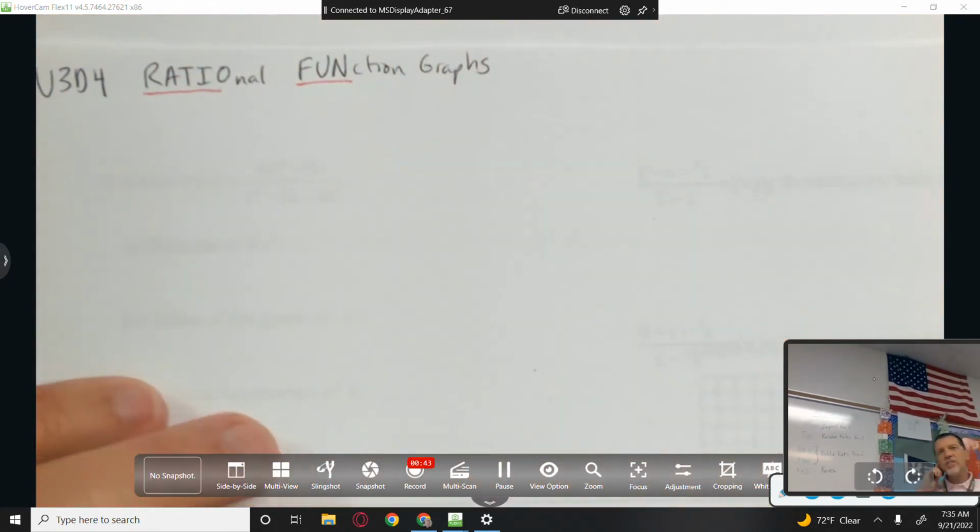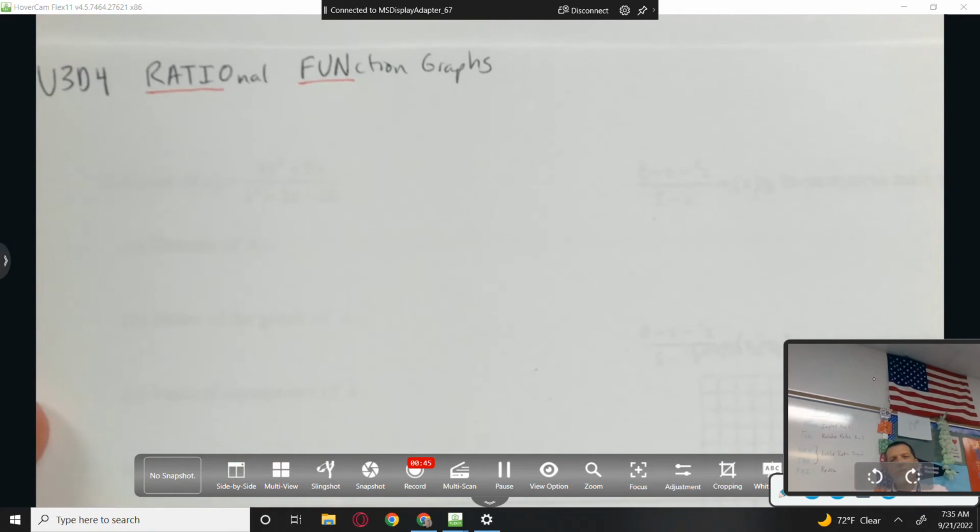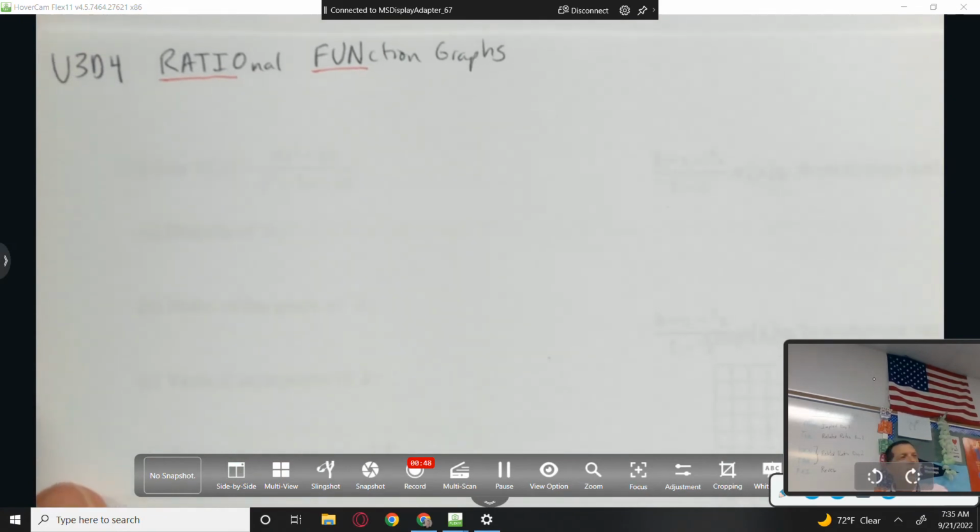Rational function graphs. And some silliness with the capitalization there. It's going to be ratio fun today. We're going to put a lot of pieces together, things that in theory you already know, a few new things, and just dump it all together and do some graphs.